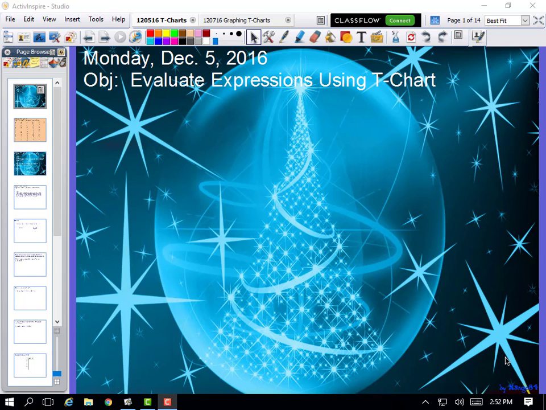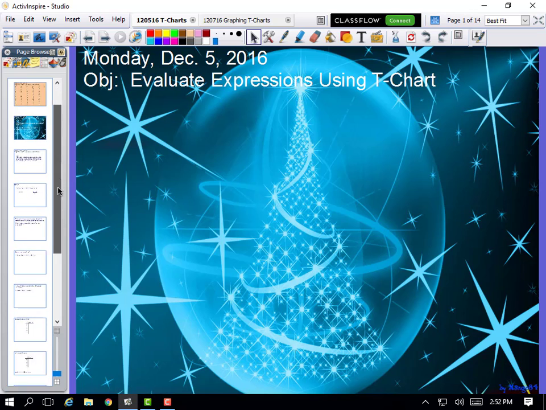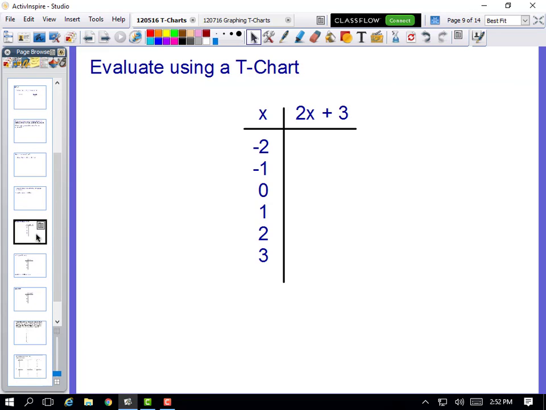Hey, today I would like to talk about evaluating expressions using a t-chart. So let's look at one. This is our typical t-chart. And what we need to understand is what the t-chart says. Well, a t-chart always says the following.